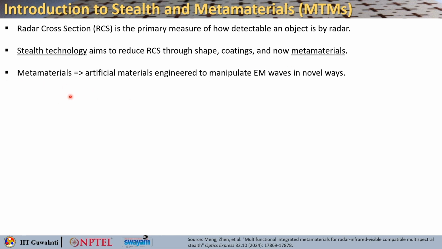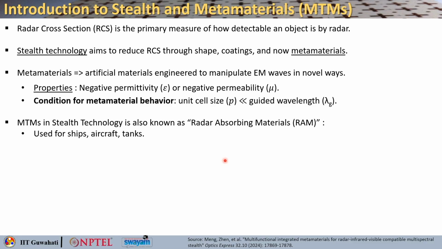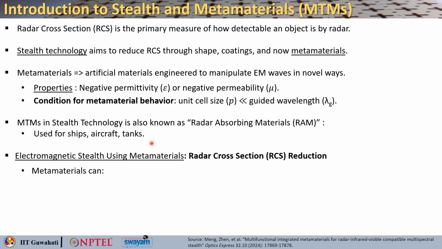Metamaterials, we have already seen, have amazing capability to manipulate electromagnetic waves in new ways because of their negative permittivity and negative permeability. Also, one thing to remember is that metamaterial behavior can be seen when the unit cell size is much smaller than the guided wavelength. When you talk about metamaterials in stealth technology, it is basically known as radar absorbing material or RAM, that is used for ships, aircrafts and tanks.